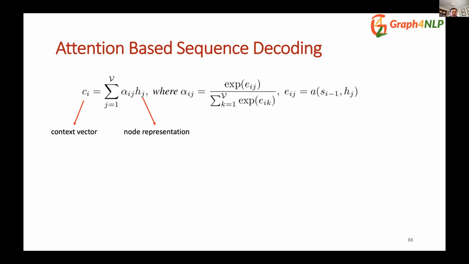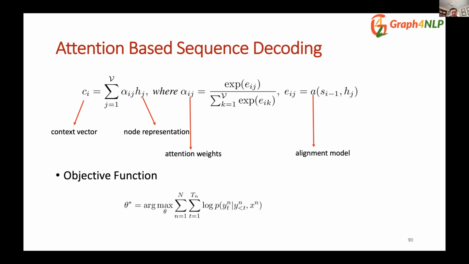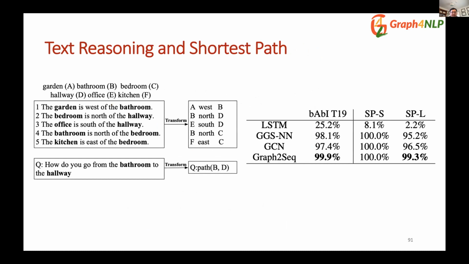For people who are already familiar with this type of method, these terms should be very familiar. Essentially, the context vector is used to compute the weight compared to each of the graph inputs, and then a weighted average is used to recompute the new context vector and decode the token. The whole objective function is trying to maximize the probability of the next token given the already decoded tokens and also the graph input. Here are some experiments showing that this is really working well.